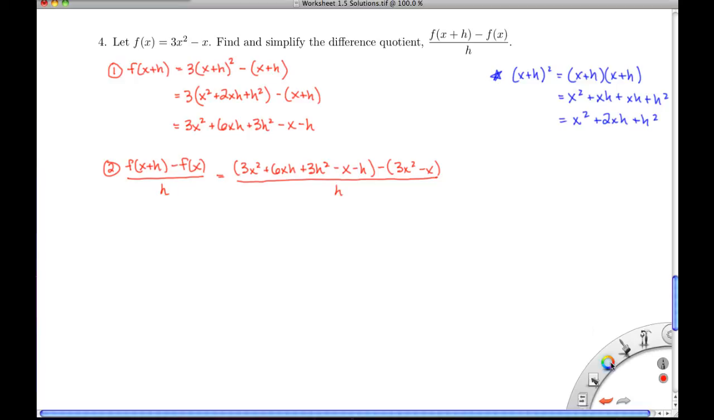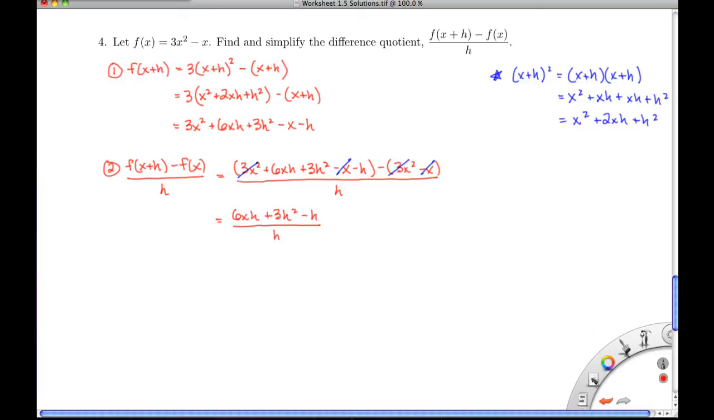Okay, so let's see what we can do to simplify this. First, we're going to see if we can cancel out any terms. Again, we've got a 3x squared and then this minus 3x squared over here, so those are going to cancel out. We have a negative x minus a negative x, which would be positive, so those are also going to cancel out. And when the dust settles on that first simplification, what we're left with is 6xh plus 3h squared minus h all over h.